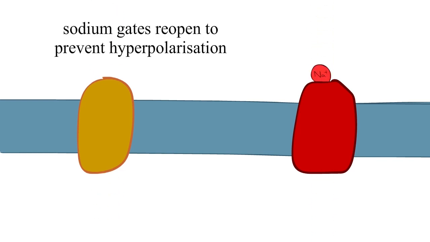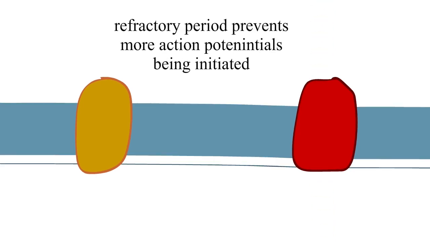Hyperpolarization is caused by the slight delay in gates closing, meaning the cell can become too negative. To counter this, the resting potential is re-established by the sodium gates opening. The other advantage to this stage, known as the refractory period, is preventing another action potential from being stimulated or generated whilst the sodium channels are recovering.